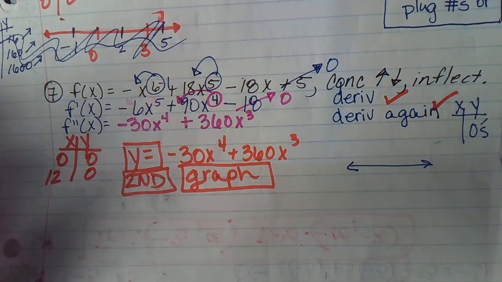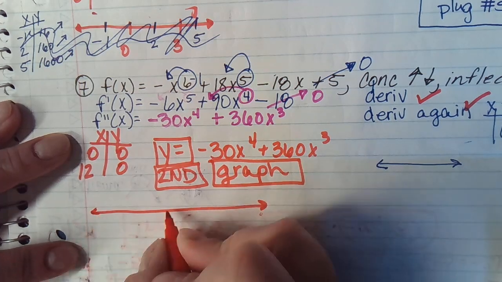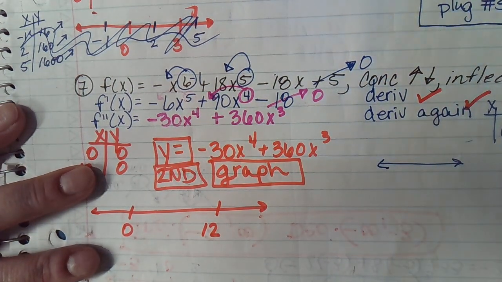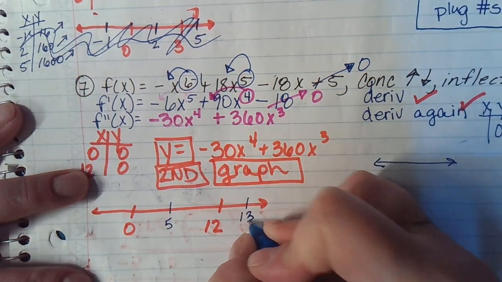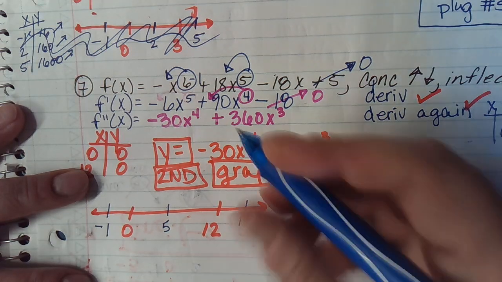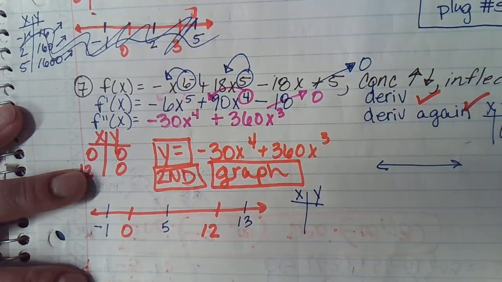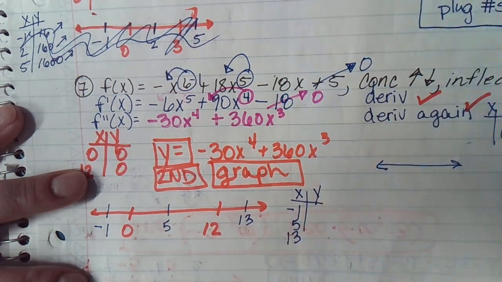All right, so now we're going to draw a number line and put 0 and 12 on it. 0, 12. Pick numbers in between. 5. Pick numbers after. 13. Pick numbers before. Negative 1. Look in that t-chart of yours that we just had. What's across from the negative 1, 5, and 13?